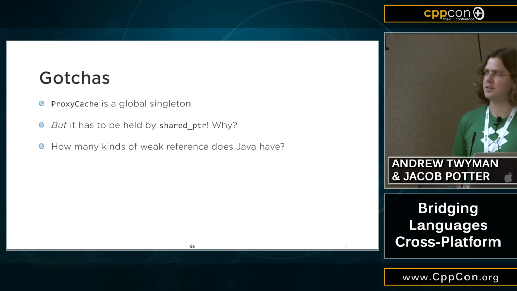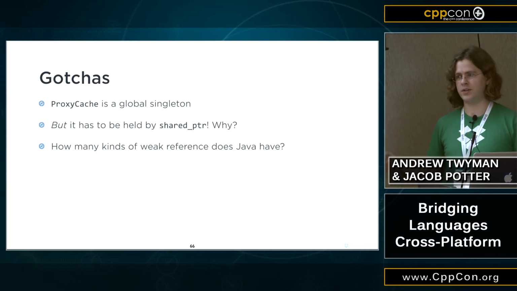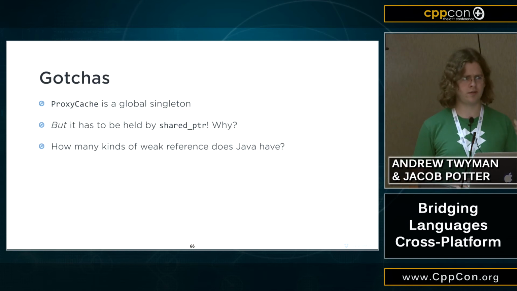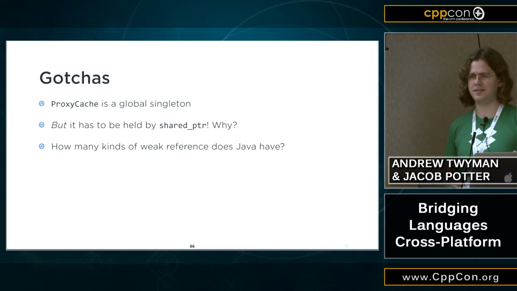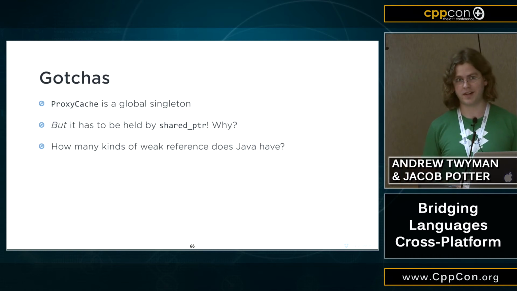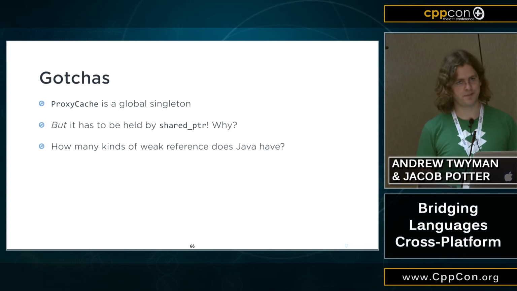OK, so there are some gotchas. First of all, the proxy cache is a global singleton, lasts for the duration of the program, but we had it held by shared pointer from the handle. Why do we do that? Any ideas? So we used to not hold it by shared pointer, and when we were only running on Android and iOS, things worked fine. Then we started building this for OS X and Linux and desktop environments, and I got a complaint from one of the engineers. My program works fine until I try to quit it, and then it crashes.